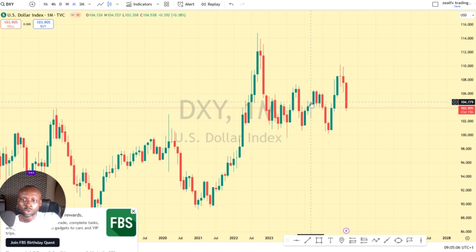So long as price tested this zone on the monthly chart, what we expect from the dollar index now is for price to resume the uptrend for the dollar index this coming week.